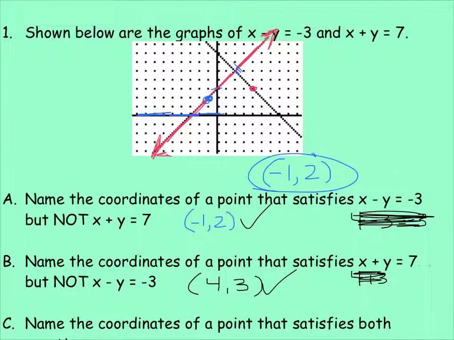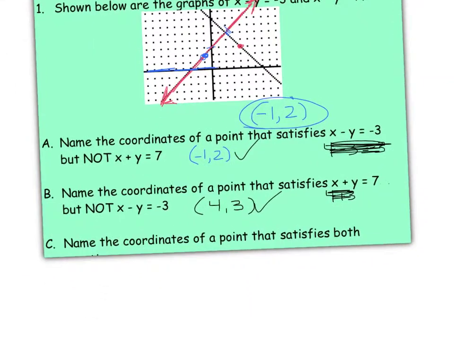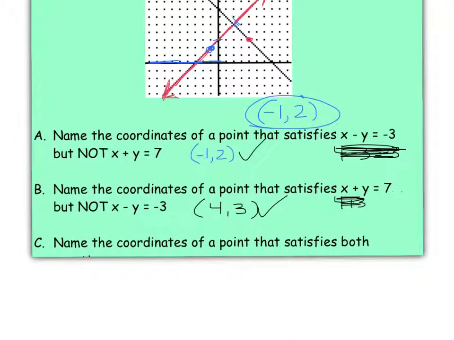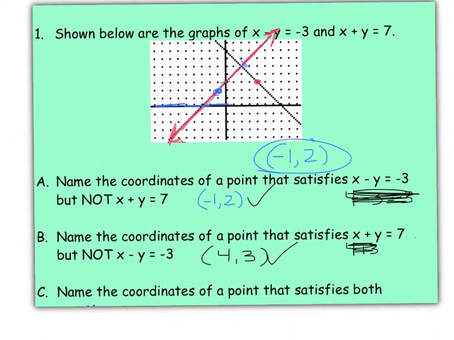All right, the last question asks, name the point, the coordinate that satisfies both. So to satisfy both, you have to find the intersection. So wherever they intersect means that that spot satisfies both equations, because that's the solution to the system. So that's located at 1, 2, 1, 2, 3, 4, 5. So at 2, 5, it satisfies both this equation and that equation.